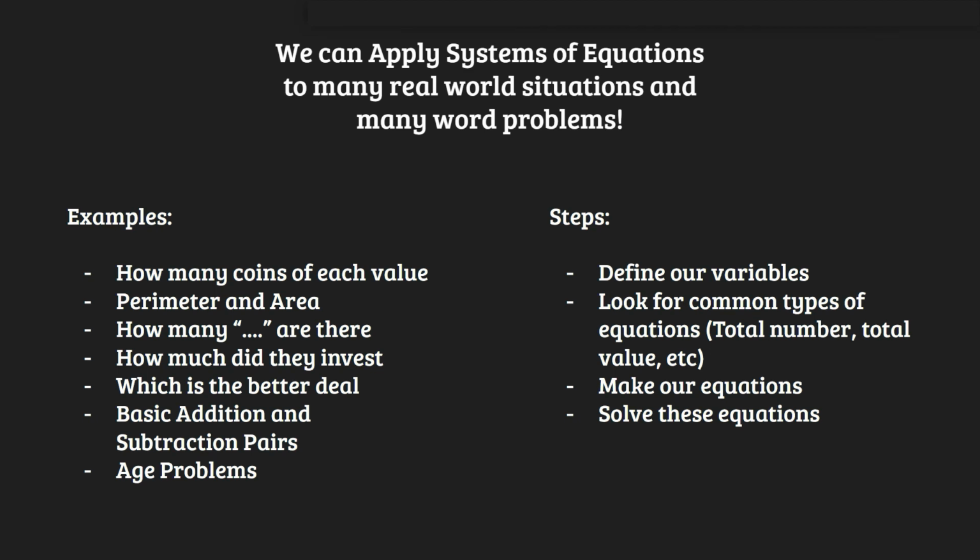Our next step then is going to be to look for common types of equations, so total number, total value, etc. Now this is something that is going to make a lot more sense when I actually go through an example. And then our next step is just to make our equations, and then our step after that is of course just to solve these equations. Now if you're not super proficient with solving systems of equations, I would recommend you watch my previous video on how to solve systems of equations. Otherwise, this is probably going to be pretty difficult for a lot of you if you are not at least somewhat proficient at solving systems of equations.